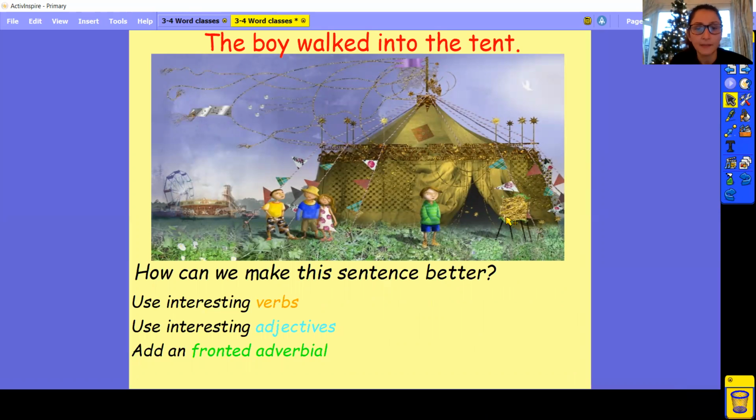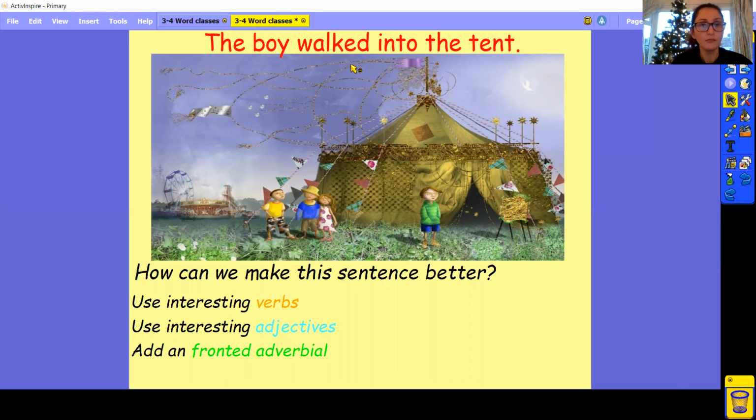So we have this picture and we have these children going to the big top tent or the circus, okay? So we've got our characters here, and we've got a sentence here. The boy walked into the tent. Now, I don't know about you, but for me, that sentence is pretty boring. And as we're year 3 now, we should be trying to up level our work. That means improving it and changing things to make it better.